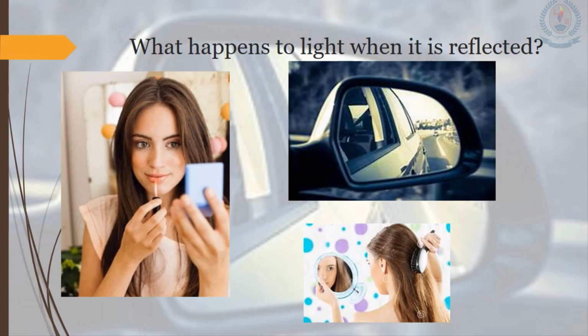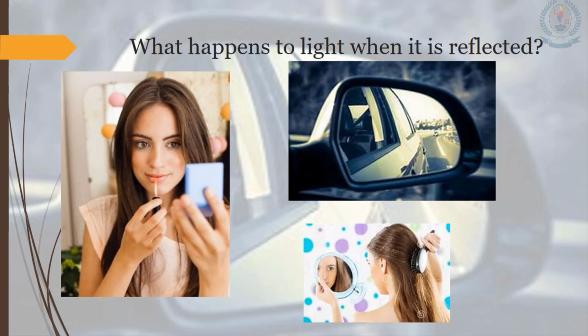We are able to see things when they reflect light into our eyes. Reflection is the bouncing back of light from a surface. When light falls on an object, the object reflects it. The reflected light reaches our eyes, helping us to see the object.